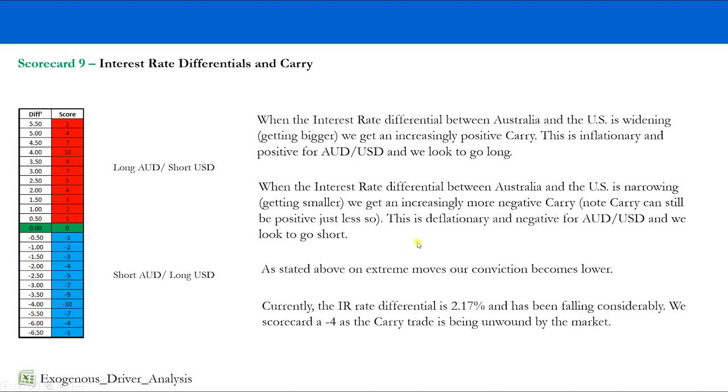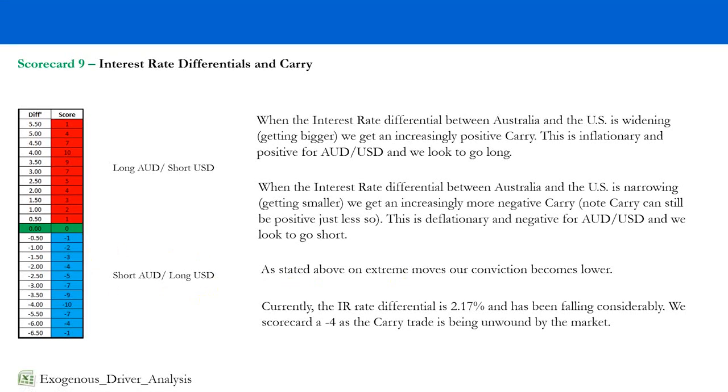So what is the current differential? Well, currently the interest rate differential as of Feb 2015 is 2.17%, and it's been falling considerably. So we scorecard a -4 as the carry trade is being unwound by the market. So we're seeing evidence that the interest rate differential is falling and the carry trade is being unwound. So hot money is flowing out of Australia into the United States. So that just about covers interest rate differentials and carry.